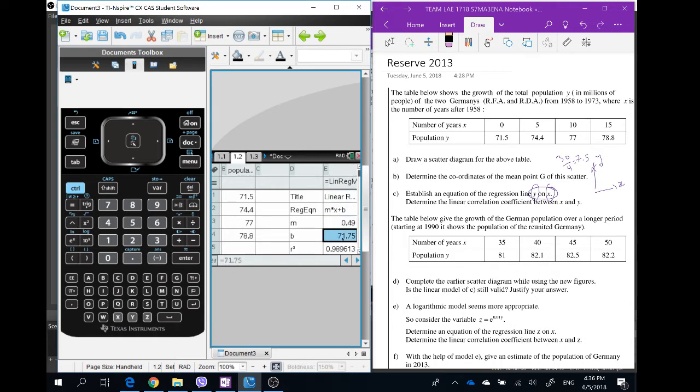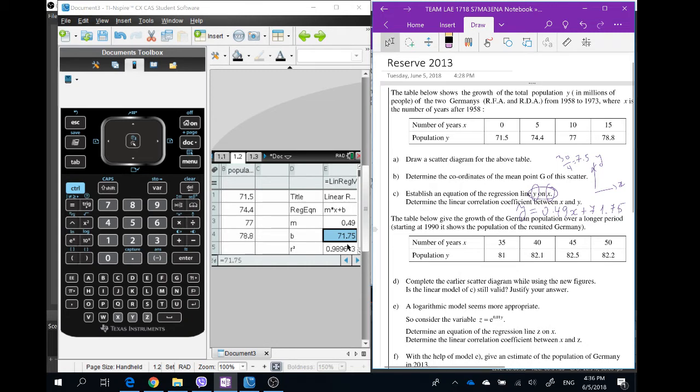When I click OK, I have the m and b. So this means that the equation is y equals 0.49x plus 71.75. This is y equals mx plus b, where m is the coefficient and b is the other.